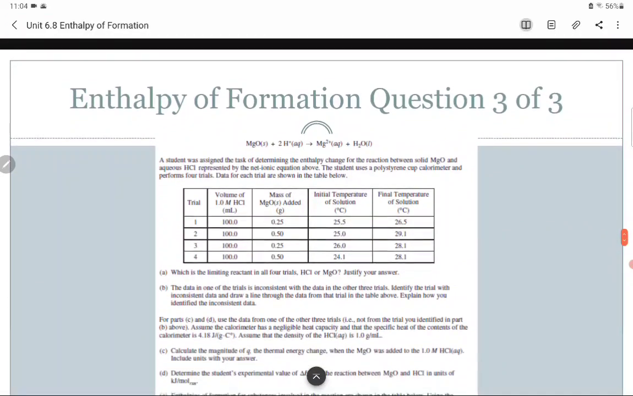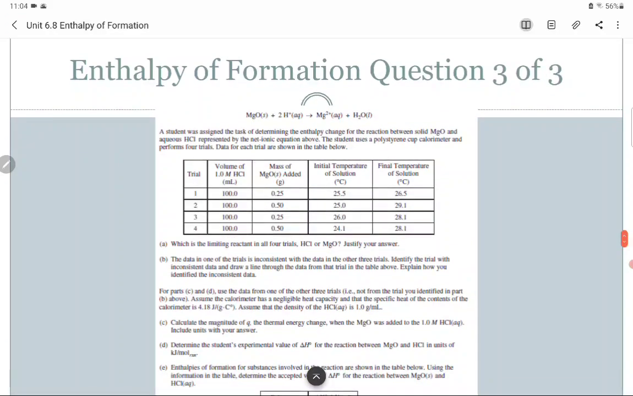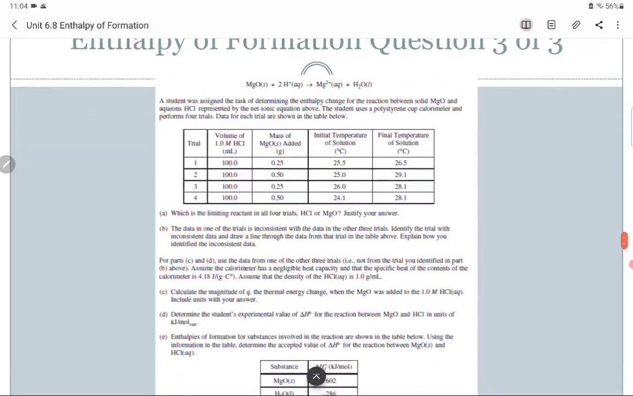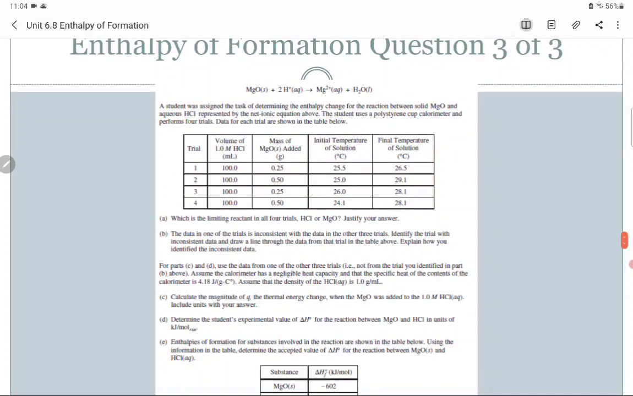And our last question has a little bit to do with delta H formation values, but it also ties in many of the other things we've had so far in Unit 6. So this is a chemical reaction. Magnesium oxide, by the way, a very, very typical reaction that a lot of people do in AP chemistry around the country. Magnesium oxide plus 2 H positive. H positive in this case is going to be hydrochloric acid, but you don't have to use hydrochloric acid, but that's the typical acid that people use for this.